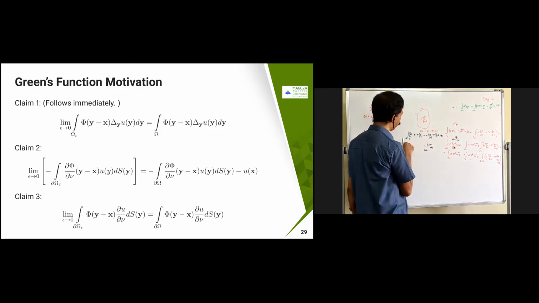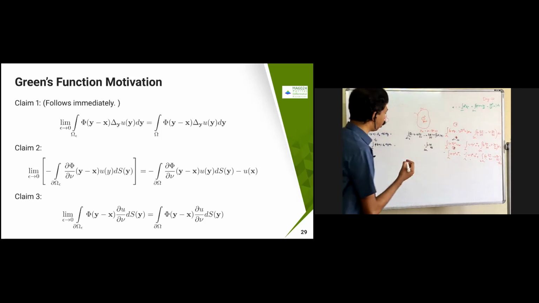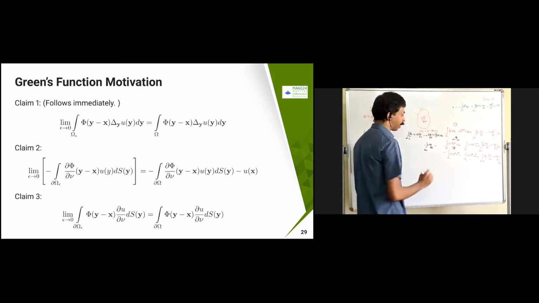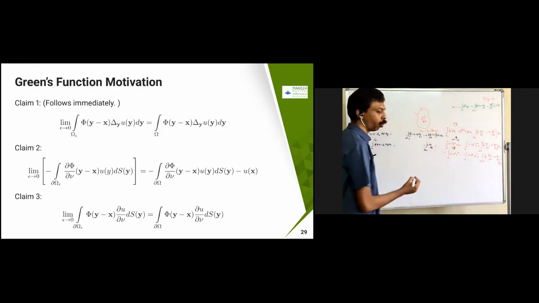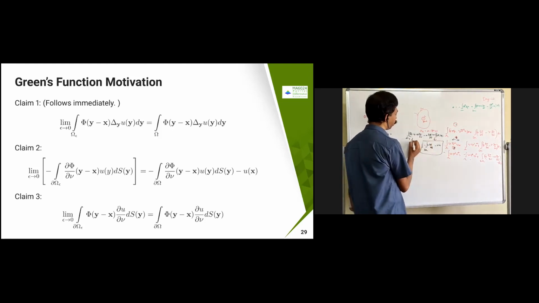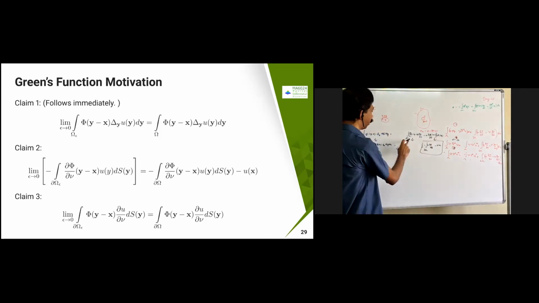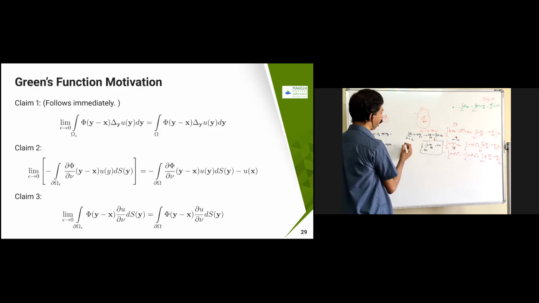Wherever omega epsilon is there, that will become omega ∂π/∂ν, and an extra term will come here, which is nothing but minus u of x. This is going to converge over here, this part. And when epsilon tends to 0, omega epsilon will vanish, so that is going to become ∂ omega of π of y minus x into ∂ by ∂.